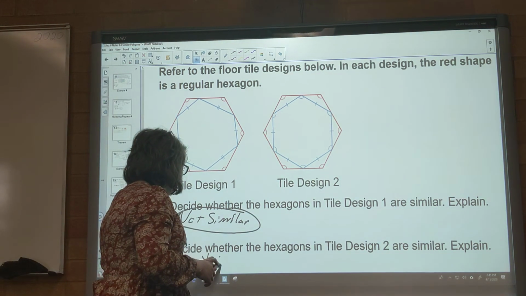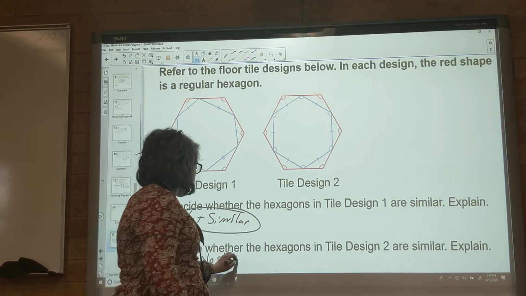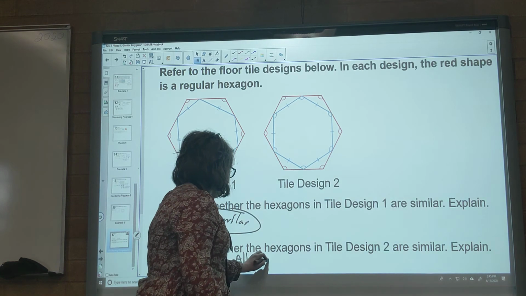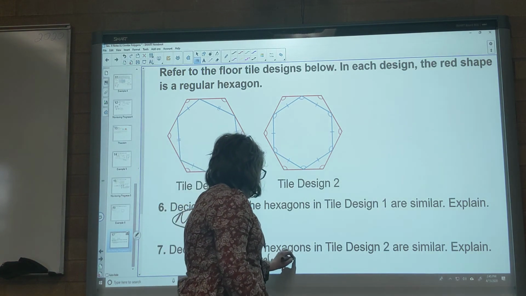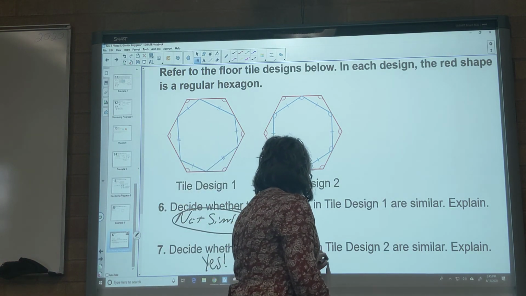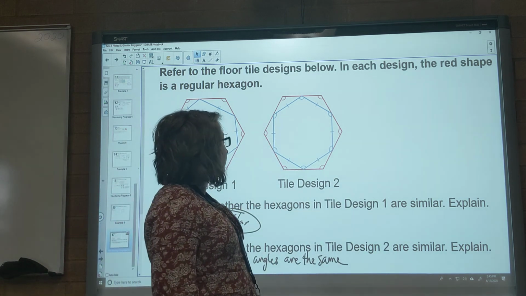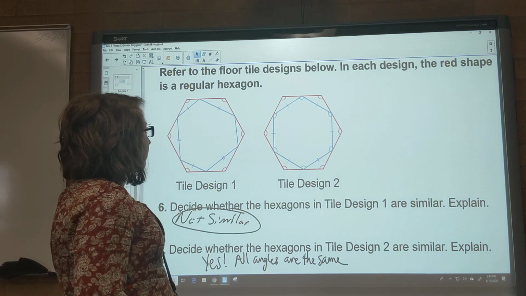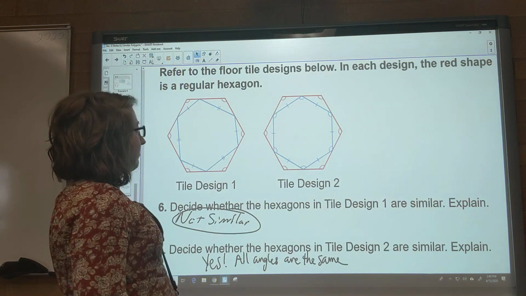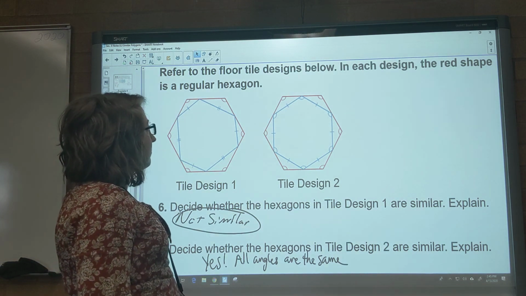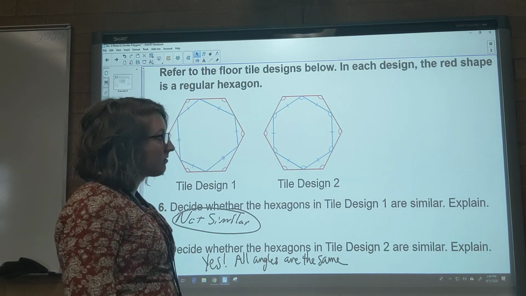So yes, all angles are the same. And because they're similar, because they're regular shapes, the red one was a regular shape anyway, we know all of their sides would be the same, which would mean they are proportional to the blue one. Perfect.